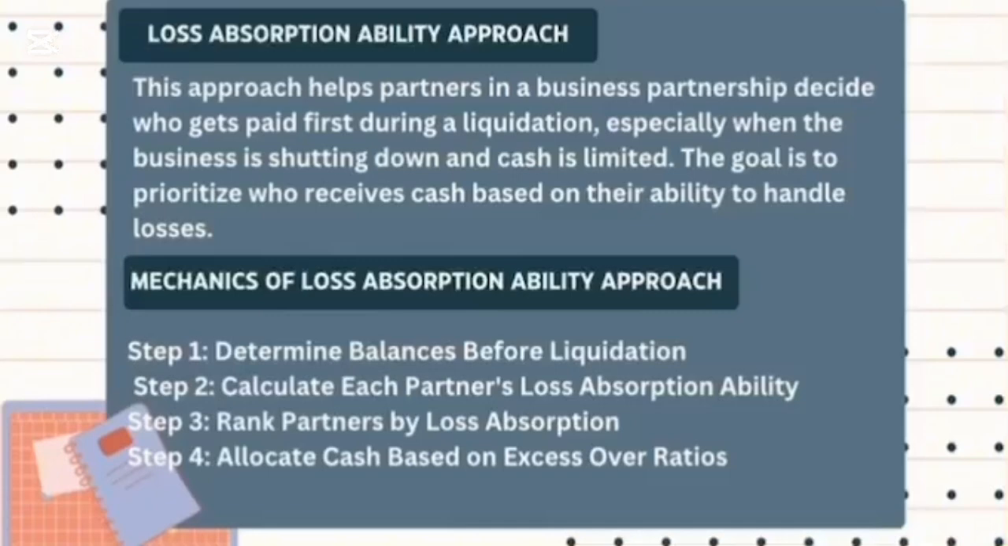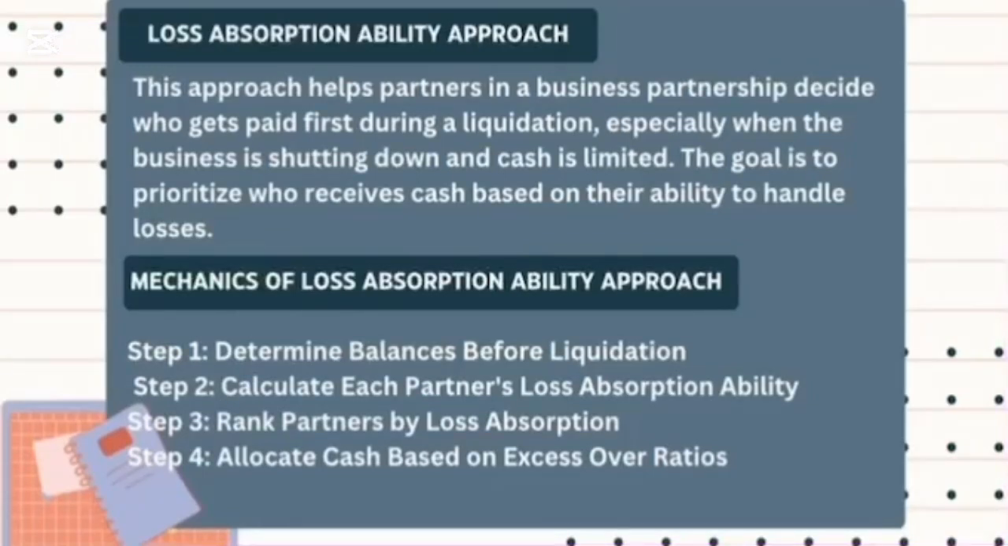Step 2. Calculate each partner's loss absorption ability. We determine how much loss each partner can handle based on their share in profits and losses. This calculation is important because it tells us the priority for cash payments. In our example, we calculate each partner's ability in pesos. Co has 100,000 pesos, Tan has 75,000 pesos, and C has 50,000 pesos.